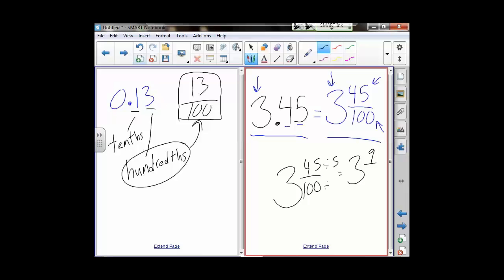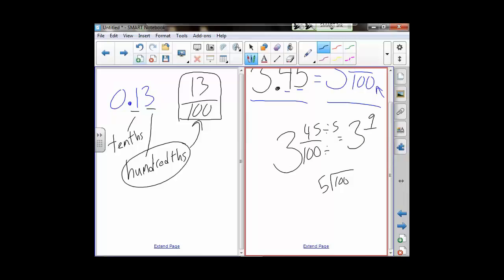Long divide. I'd like you to go ahead and divide 5 into 100. Do that now. 20. Do it. Write it and do it, write it and do it.